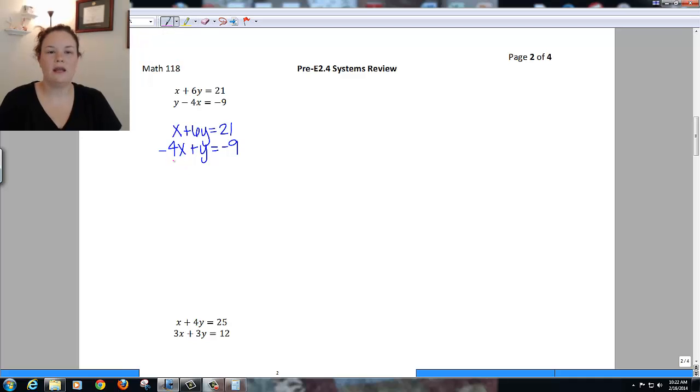Now I'm going to go ahead and make my x's opposites. Now, you can choose x's or y's. It doesn't matter. In order to make these two terms opposite, I would have to multiply this one by a positive 4. So that's what I'm going to do.